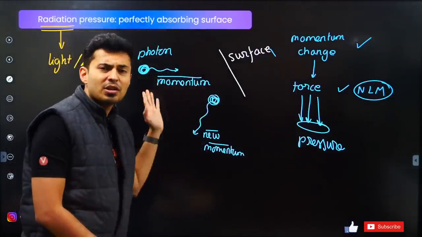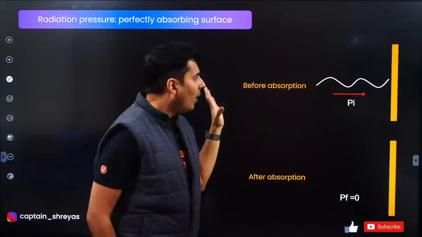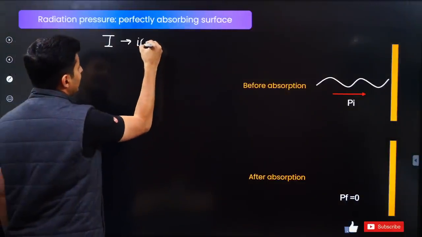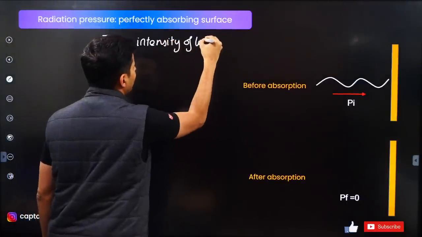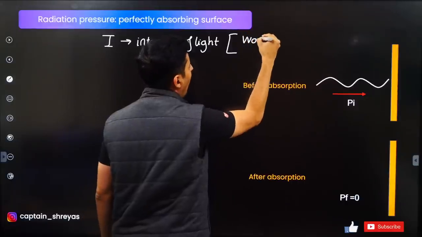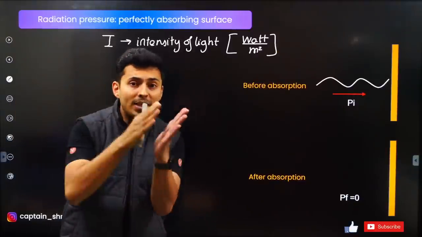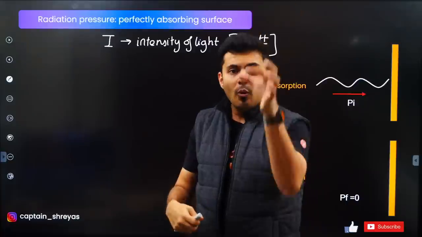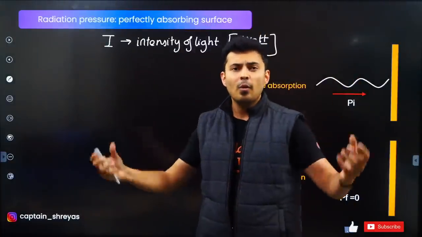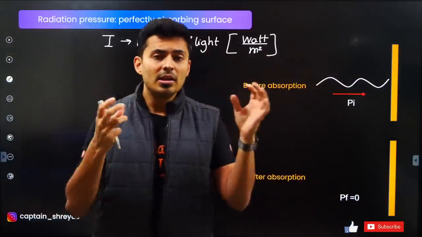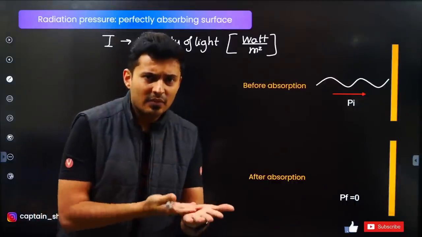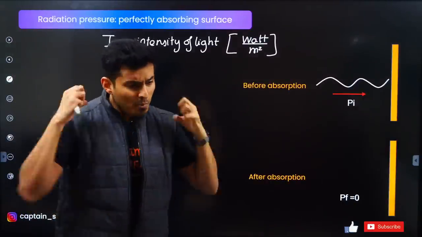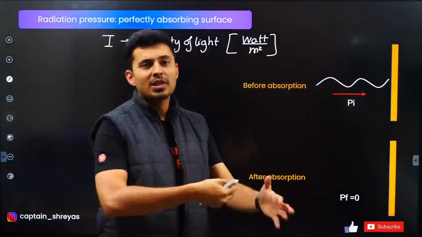Now, the formula for the radiation pressure is very, very simple, guys. If it is absorbing, all the light gets absorbed, and the intensity of the light is I. Now, the intensity of light has the units of watts per meter square. That means how much energy falls on that surface per unit time, per unit surface area. If you take 1 square meter, in 1 second, how much energy falls on it? That is the intensity of light. If the light is bright, more intensity. If the light is very weak, dim light, a bedroom lamp, then very little energy is falling on that surface per unit time, per unit area. That is the meaning of intensity of light. It depends on that intensity. Why? Because the more intense the light, more photons means more change in momentum, more force and more pressure.